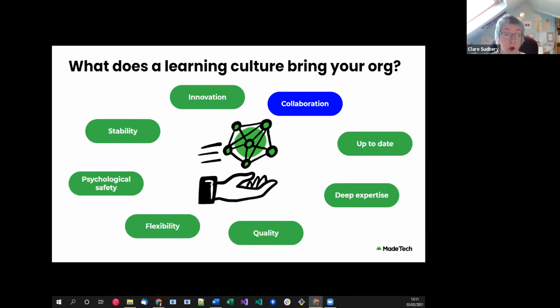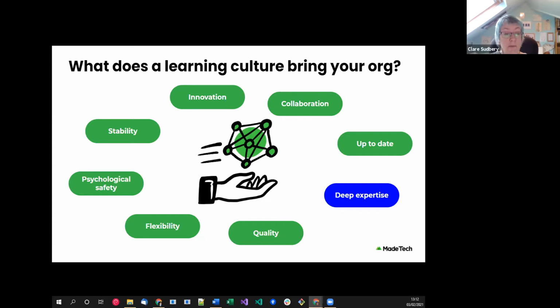Another thing that you get is collaboration. So a good learning culture will emphasize collaboration so that people work together to learn. People teach each other, and that instantly enhances collaboration, and teams work much better when they're collaborating within and between themselves. You're also going to be up to date. So if you're encouraging people to learn new skills, then your skills and your technology are much more likely to be up to date.